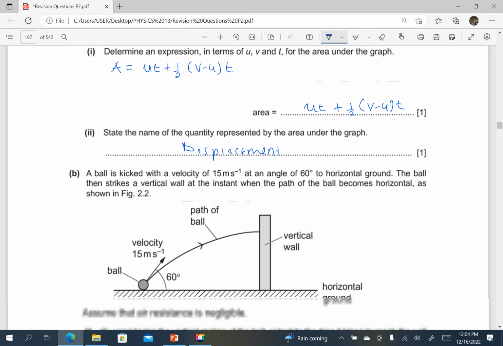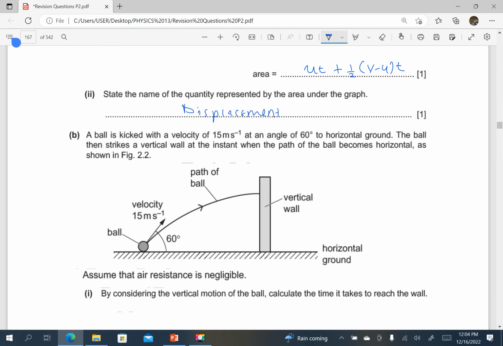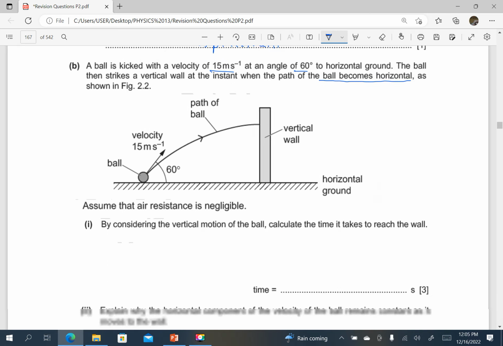The ball is kicked with a velocity of 15 meters per second at an angle of 60 degrees to the horizontal. The ball then strikes a vertical wall at the instant when the path of the ball becomes horizontal. That is the most important point. The path becomes horizontal when the ball has reached its maximum height. Okay? Assume that air resistance is negligible.